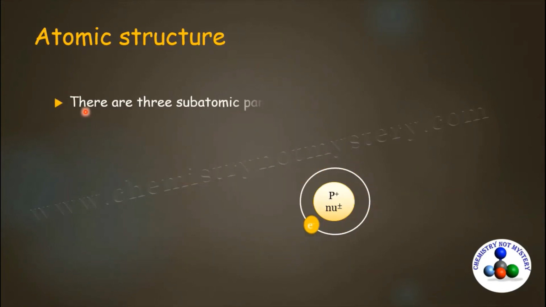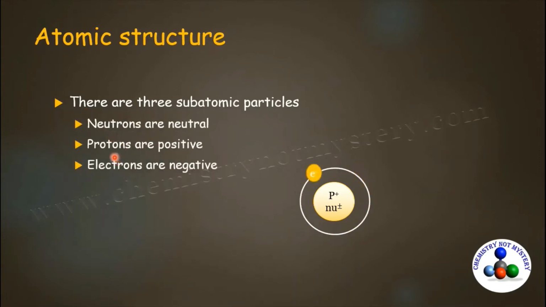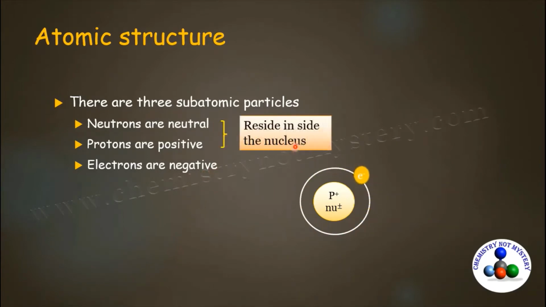In an atom, there are three subatomic particles, out of which neutrons are neutral, protons are positive, and electrons are negatively charged. Neutrons and protons reside inside the nucleus. That's why combinedly they are known as nucleons, while electrons revolve around the nucleus.